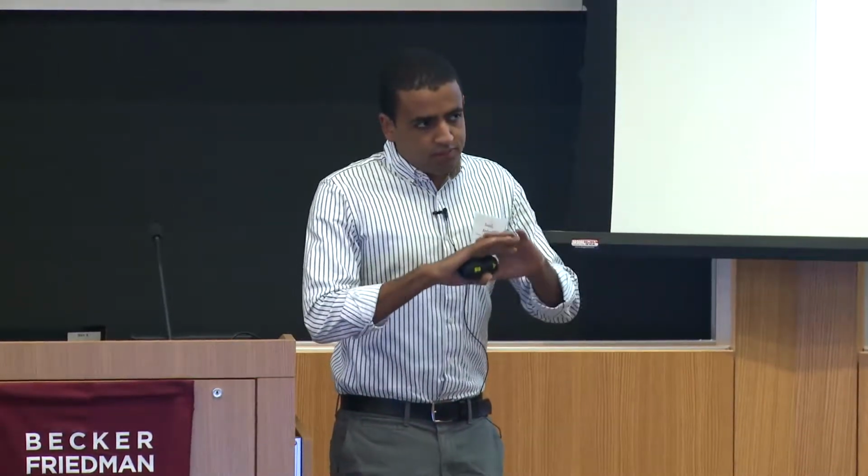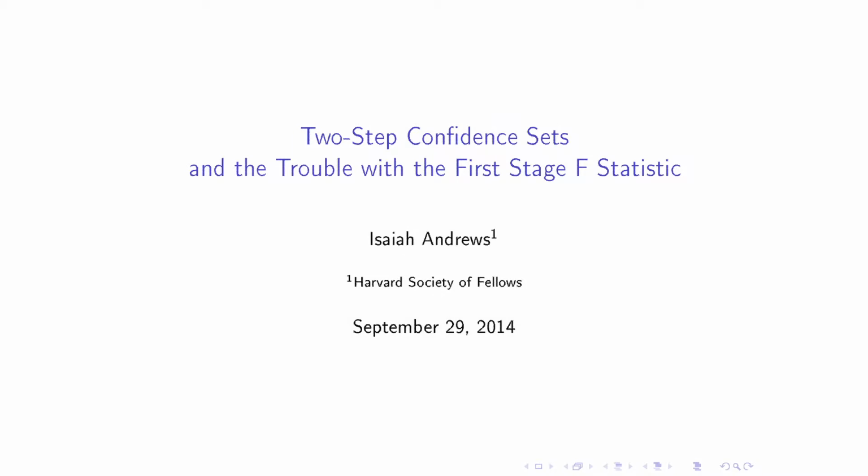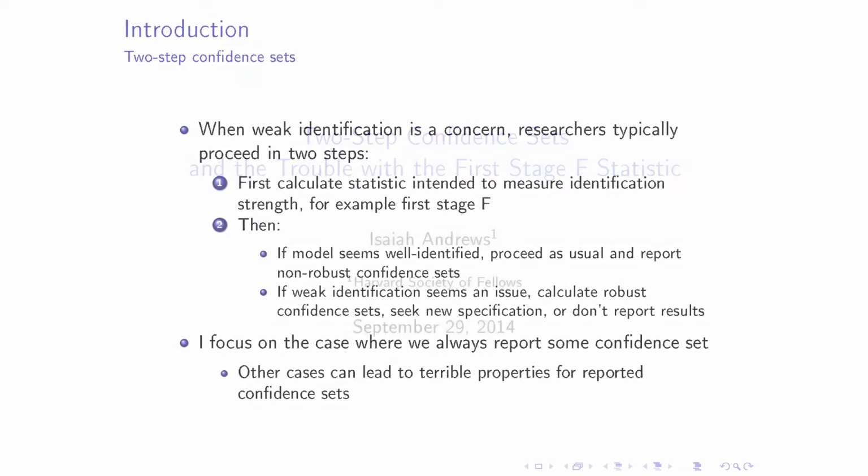So today I'm presenting on two-step confidence sets and the trouble with the first stage F-statistic. The starting point for this project is the observation that in contexts where we're concerned about identification, the common approach for empirical research is to proceed in two steps. First, I'll calculate some statistic which attempts to measure the strength of identification. Think, for example, of the first stage F-statistic in linear IV.